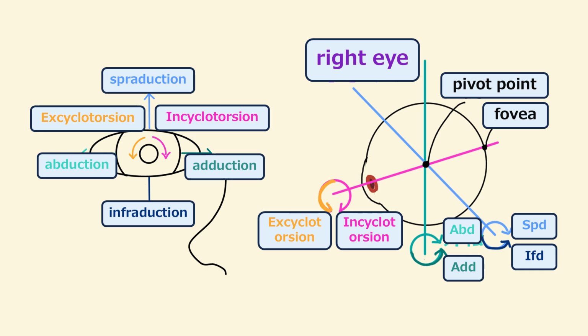First, please look at the diagram on the left. This is about the eye movements of the right eye. Looking towards the ear side is abduction. Looking towards the nose side is adduction. Looking up is elevation, and looking down is depression.